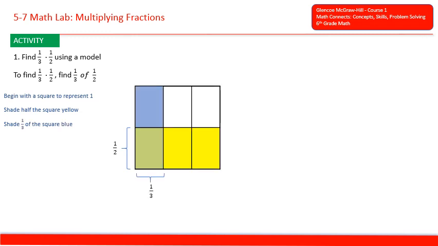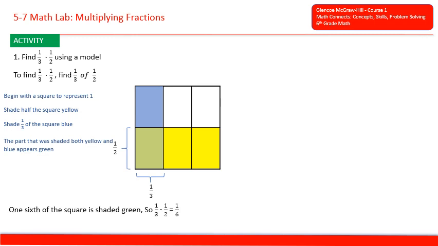Shade 1/3 of the square blue. So now we've divided it into thirds going the other way, and we've shaded 1/3 of it blue. And the part that was shaded both yellow and blue appears green. 1/6 of the square is shaded green, so 1/3 times 1/2 equals 1/6.